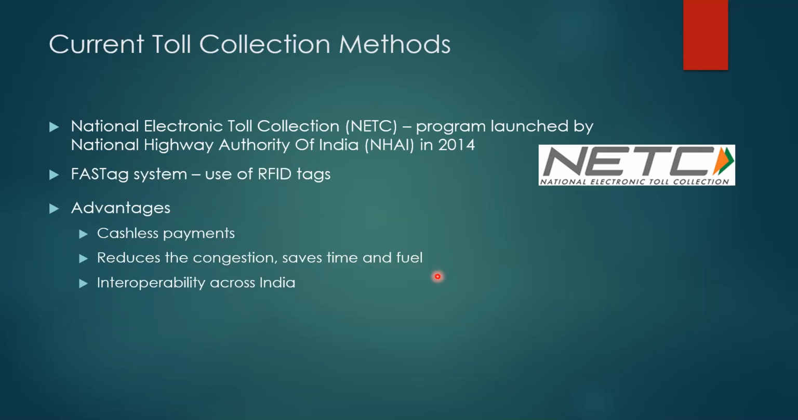So this method of toll collection does not require a manual toll operator because it is automated. This will keep a steady flow of traffic, and thus it reduces the congestion and saves time, which occurs at the toll plazas usually. And there is interoperability across India. The point here is that one RFID tag can be used to commute all over India, across any state within the country.